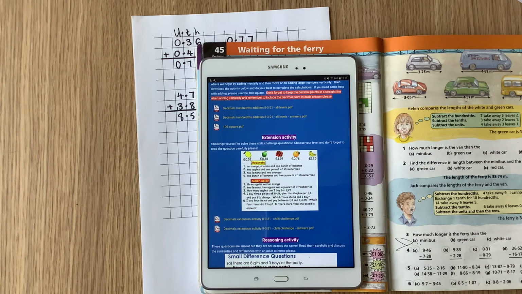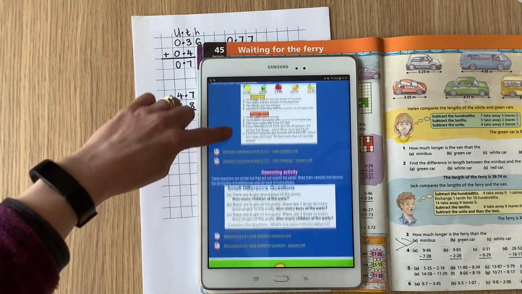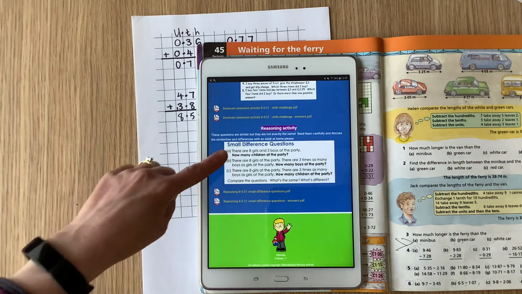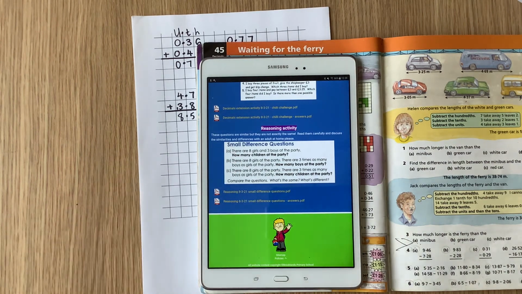Do your very best. Once you've had a go at that, for today's reasoning challenge, we've got something that's to do with small differences. These questions are all very similar, but they're not exactly the same. Can you find out what's the same about them, but also what's different, and then go and work out the answers for the 3 questions. P6, do your very best.